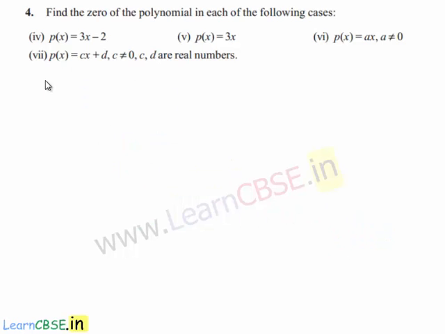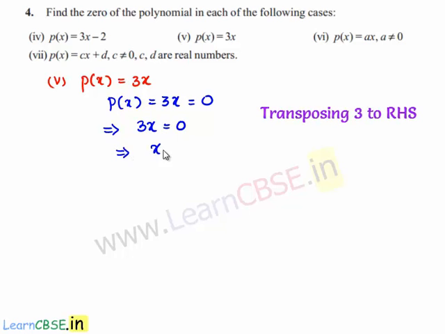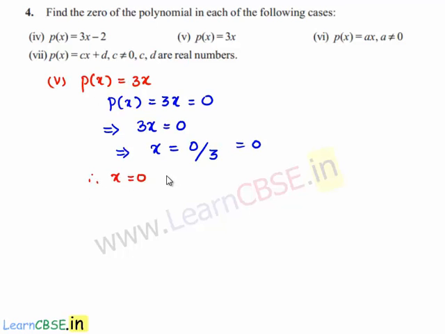Now let us see the fifth bit, which is given as p of x is equal to 3 times x. Let us equate the given polynomial p of x to 0. We get p of x is equal to 3x is equal to 0, which gives 3x is equal to 0. That implies x is equal to 0 divided by 3, which is 0. Therefore, we can say that x is equal to 0 is the required zero of the given polynomial.